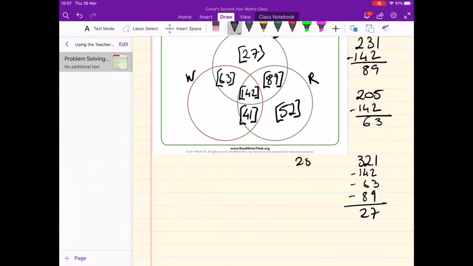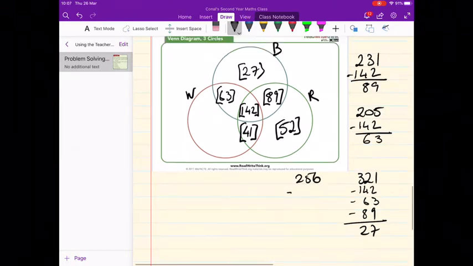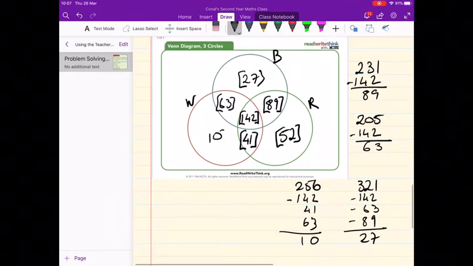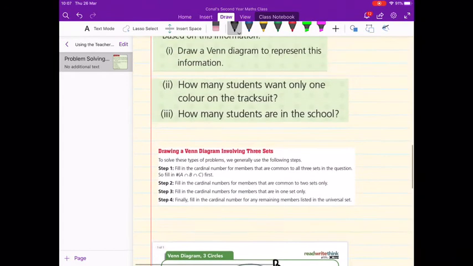And then we have 256 wanted white. So 256 minus 142, 41, and 63. Let me see, 2, 5, 6. Yep, so there's a 10 only for white.